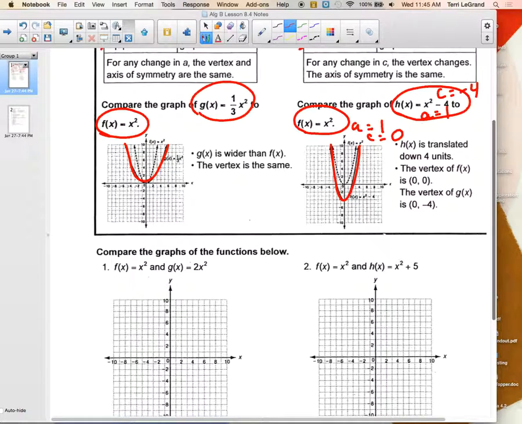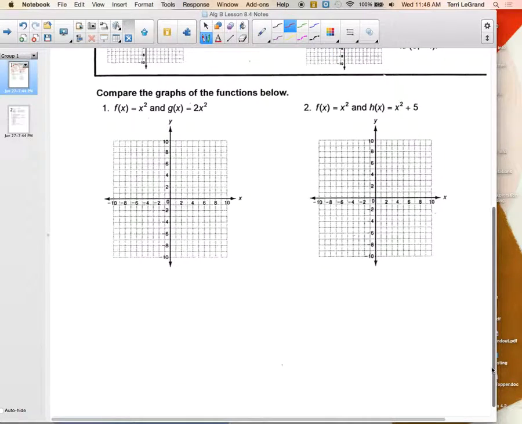Okay? So in all of ours, the parent function always has a vertex at 0, 0. And so our vertex is actually always going to be the y-intercept on these, because we're not going to have b values that we have to worry about. So our vertex is always going to be on the y-axis. So we really can just consider what happens to the y-intercept. The same thing will happen to the vertex, okay?